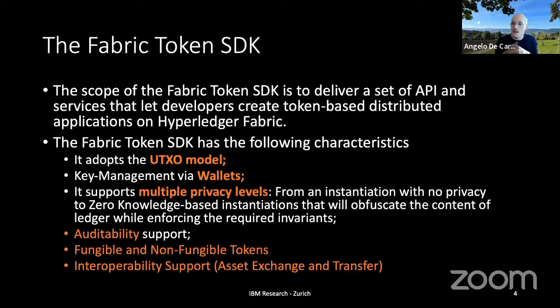The token SDK takes care automatically of the wallets and the key management. So you can use HSMs to store keys, or you can use a different infrastructure to store your keys, or you can just have them on the file system as well. But the token SDK takes care automatically of all these things. You don't have to worry about that. It supports also multiple privacy levels: from an instantiation that has no privacy at all, to instantiations that employ zero knowledge proofs to obtain different flavors of privacy depending on your specific use case.